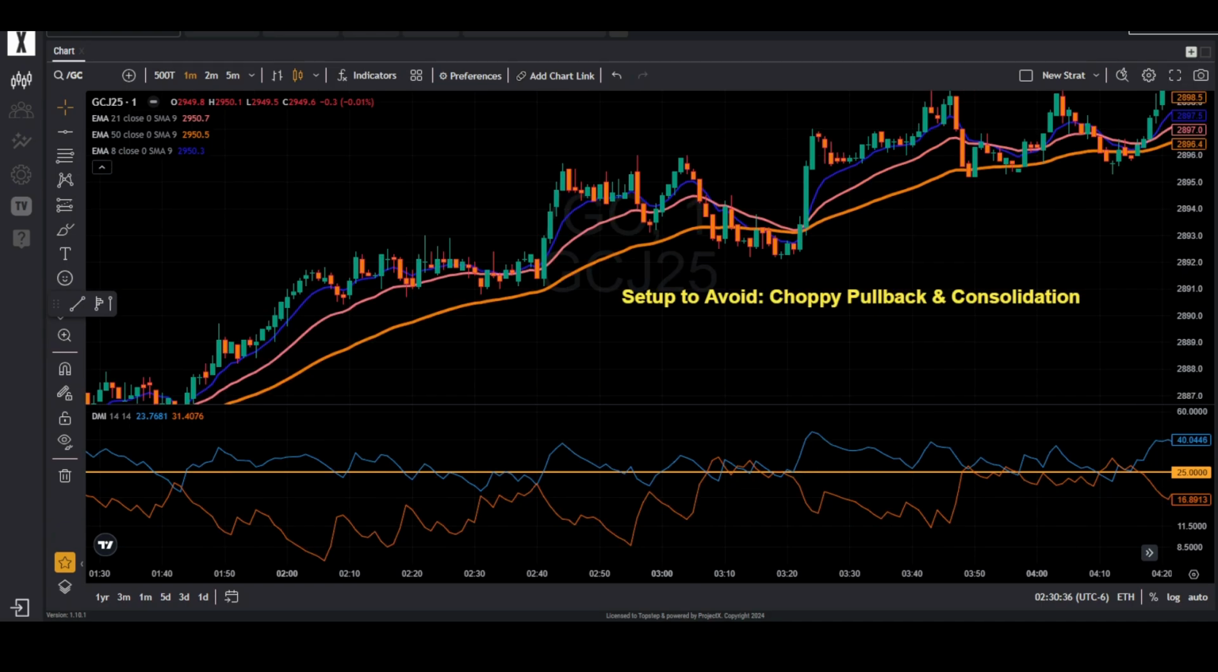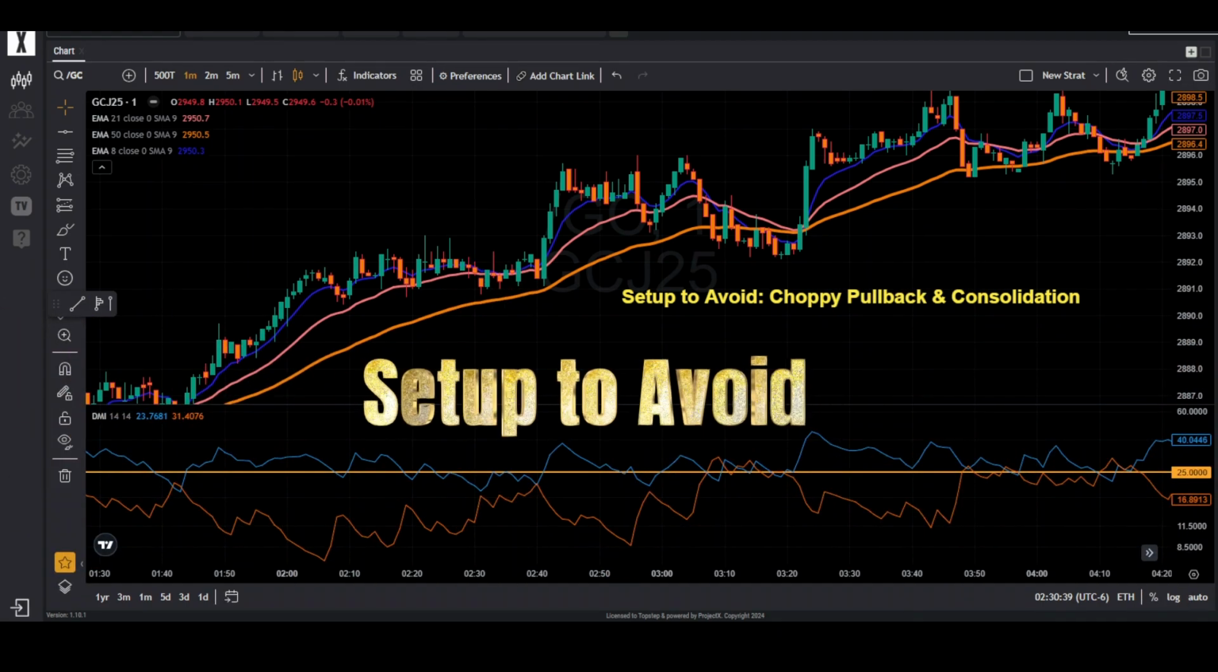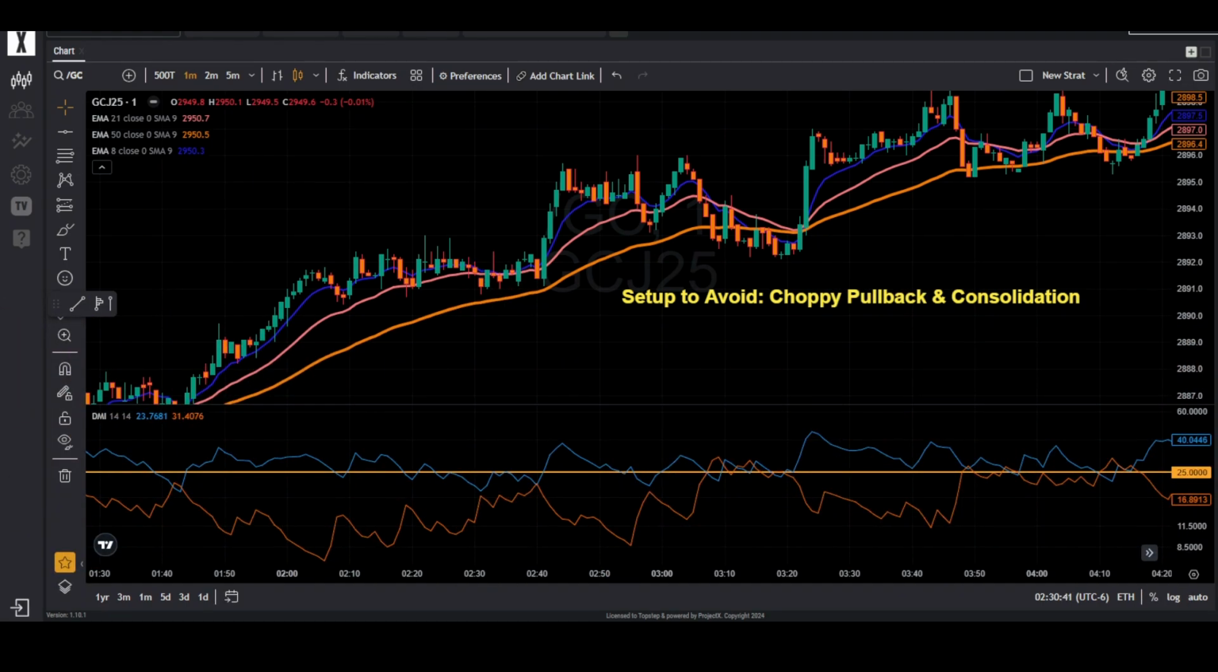So now let's go over a setup that looks tempting but should be avoided. The key reason is the market is not making a clean pullback. In this example, after creating a new high, price is consolidating over here. We're not seeing a clean pullback like we saw in the other examples previously. Eventually it pulled back between EMA 21 and EMA 50.